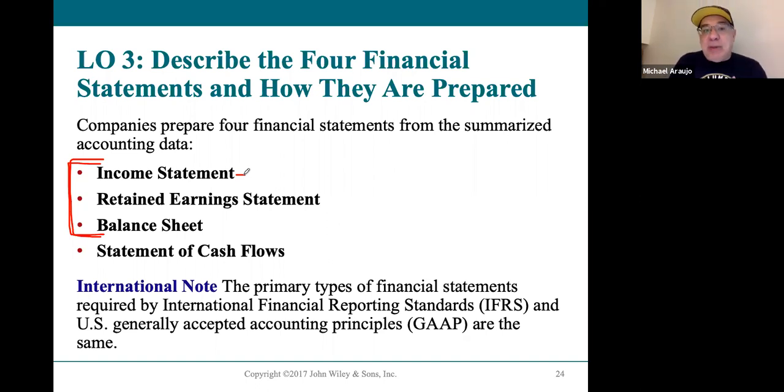What you need to know about the income statement is that there are two major types of accounts that live and belong on the income statement: the revenue accounts and the expense accounts, okay? And we're gonna look at specific ones in just a moment. Revenue is derived from selling what we have to sell to the customers.